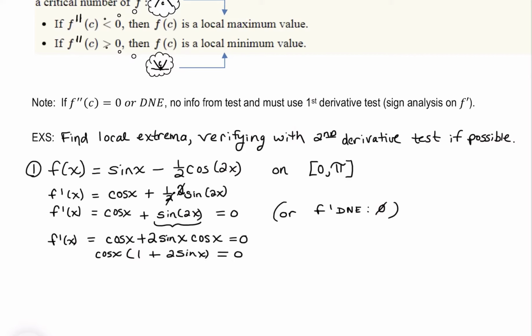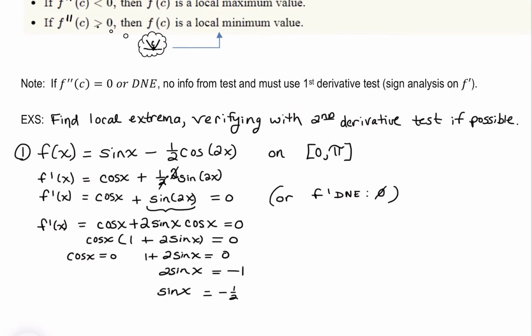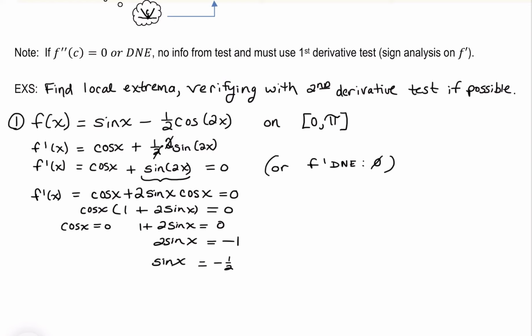Now we have a product equal to 0, so we can look for where each of our factors is equal to 0. So looking for where cosine of x is equal to 0, and then subtracting 1, looking for where 2 sine of x is equal to negative 1, and then dividing by 2, looking for where sine of x is equal to negative 1/2.